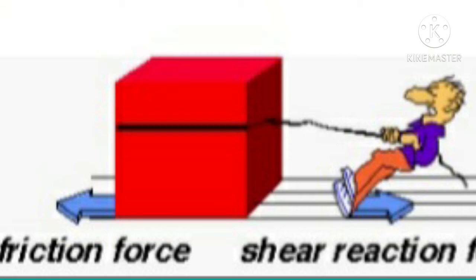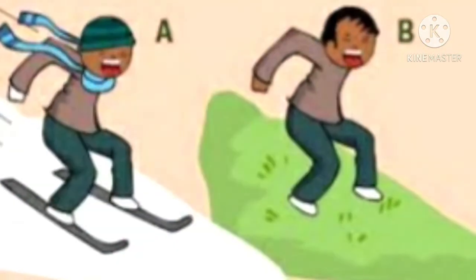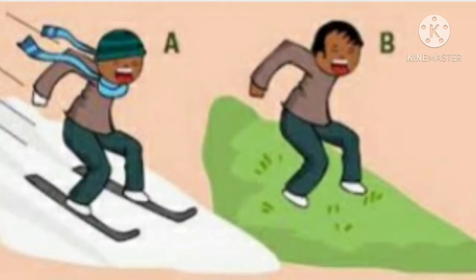So what we can say, the force which always opposes the motion of one body over another body is called frictional force or friction. The frictional force acts between two surfaces which are always in contact with each other.